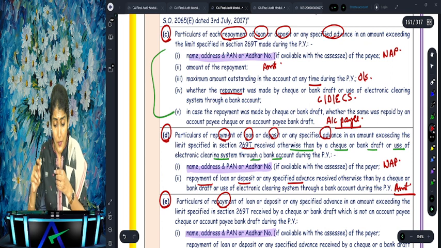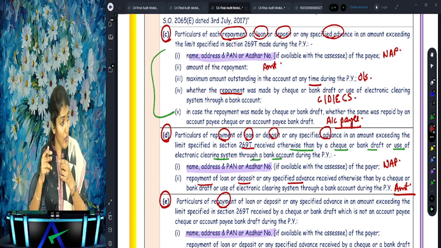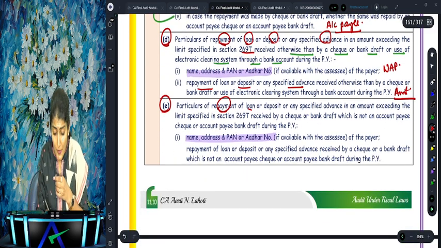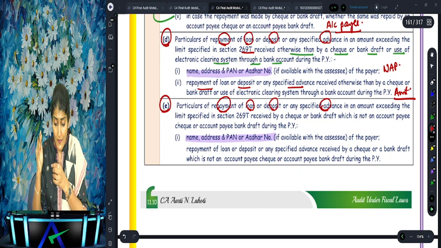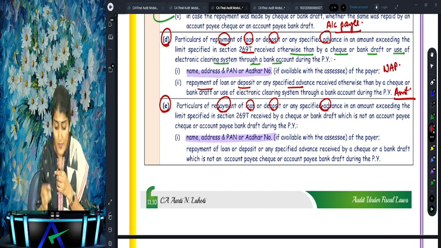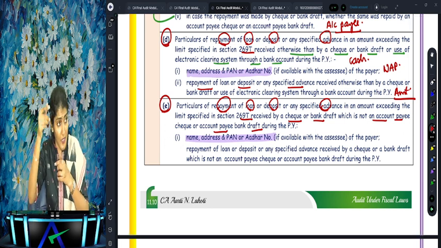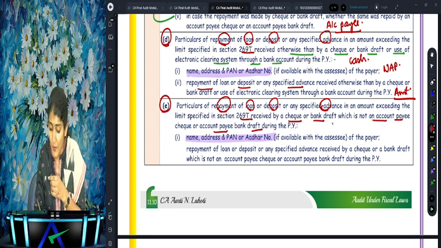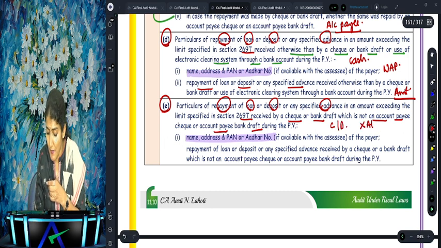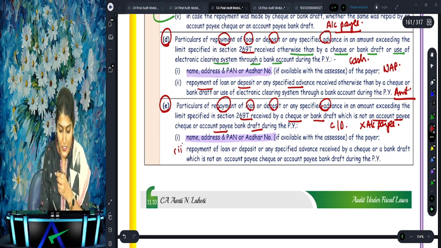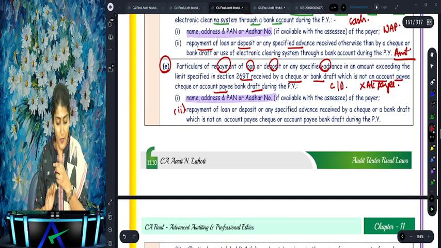You understand? Repayment of loan, deposit or specified advance. Now again talking about the repayment of loan, deposit or the specified advance in an amount exceeding the limit under 269T received by a check or a draft, which is not an account payee check or an account payee draft. So here it was by cash. You are repaying those loans which you had originally received in cash, and now you are repaying those loans which you had originally received by check or draft, which was not an account payee check or an account payee draft, right? Are you able to follow that, everyone?